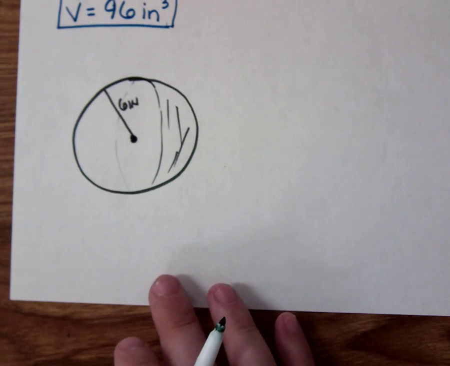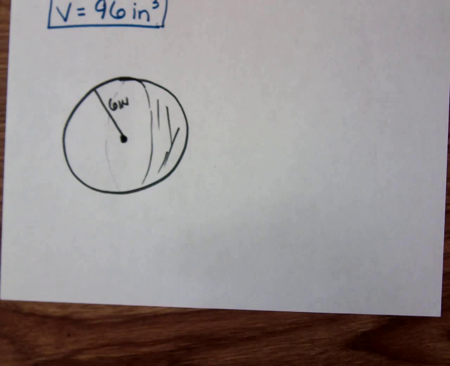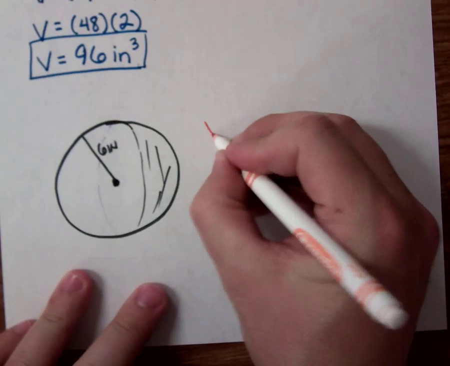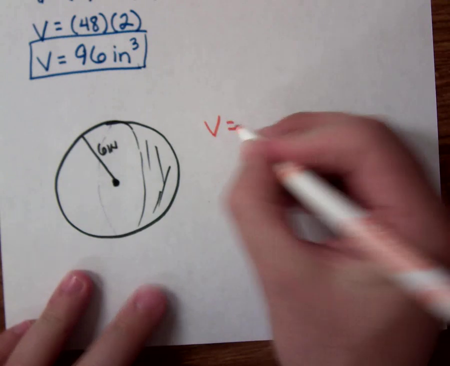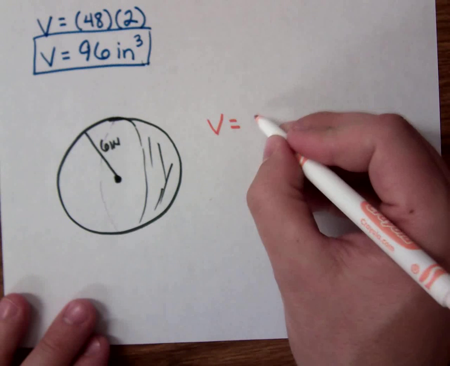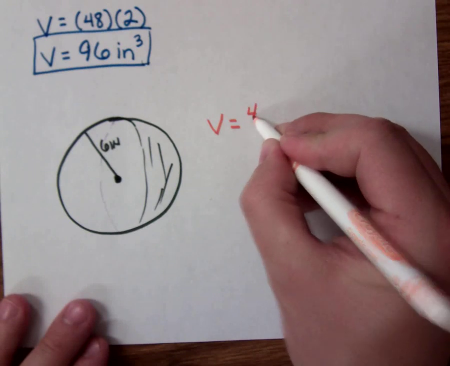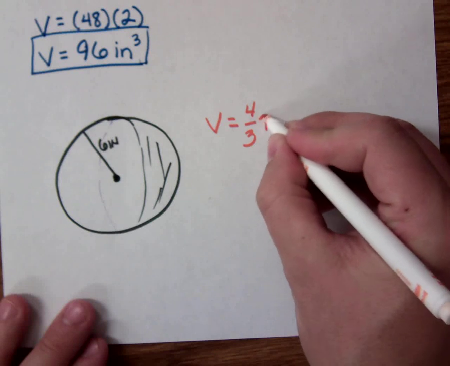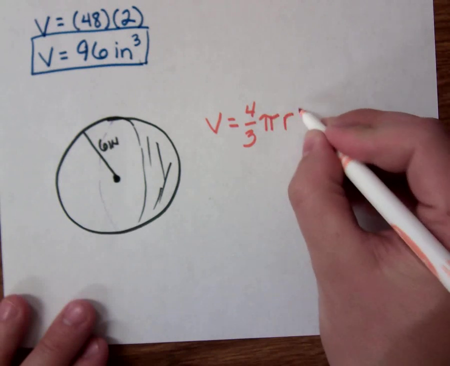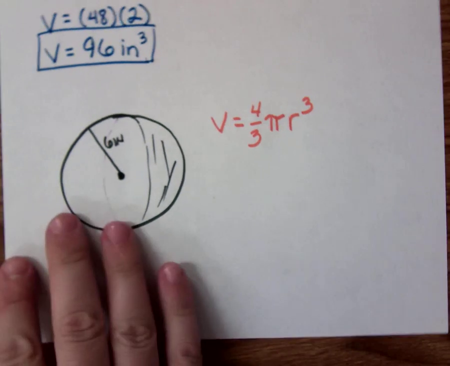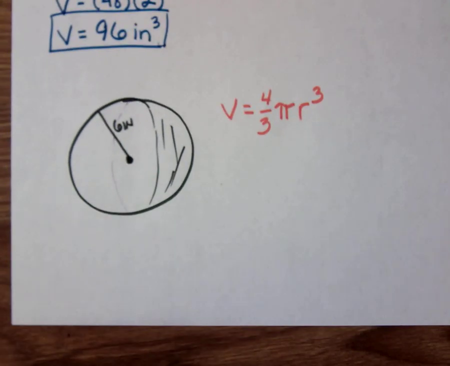Okay, the formula for the volume of a sphere is weird. It's still got pi r, just like a circle does, but with some more weirdness added in. It's 4/3 times pi times the radius cubed. That is a big boy formula right there.